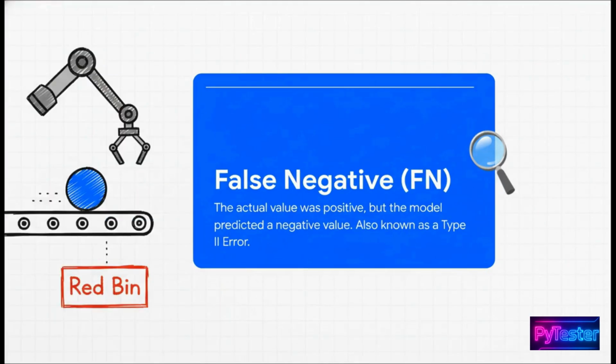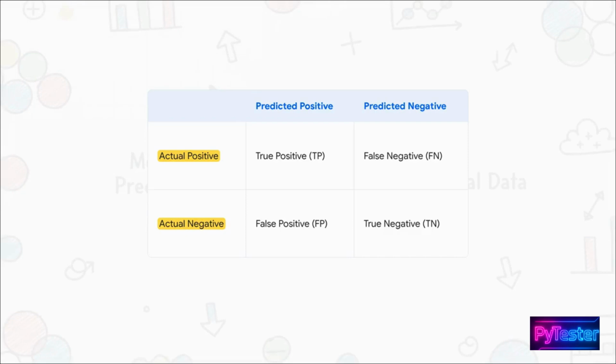And the other kind of mistake is the false negative, or a type 2 error. In this case, a blue sphere comes right down the conveyor belt, but our robot is asleep at the wheel and completely misses it. It just lets it slide on by into the red bin. It predicted negative, that there was no blue sphere, but it was wrong. It missed one.